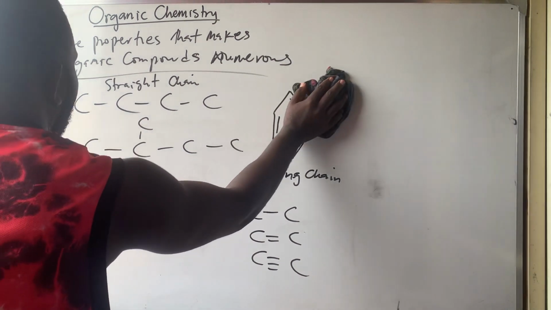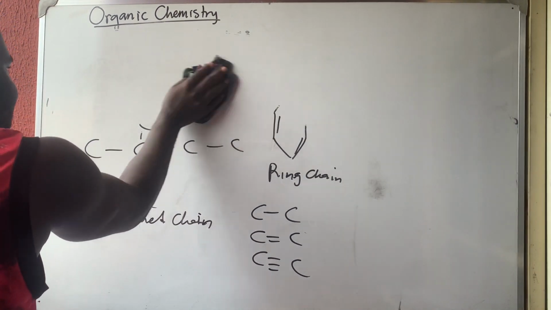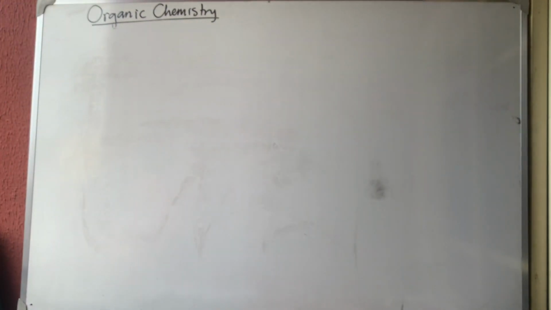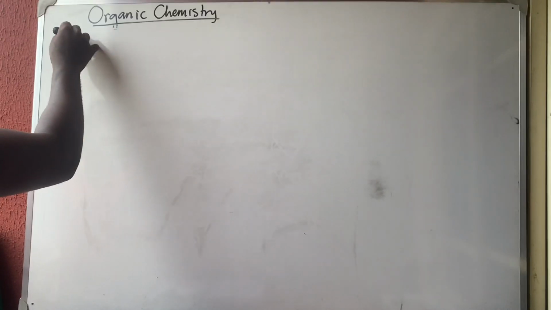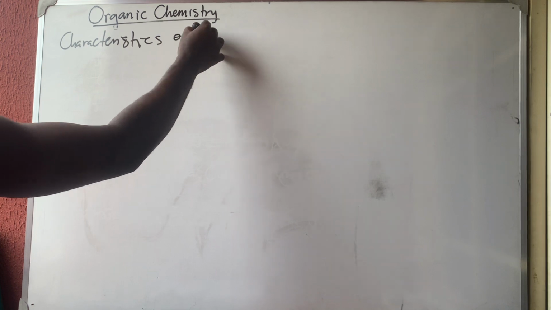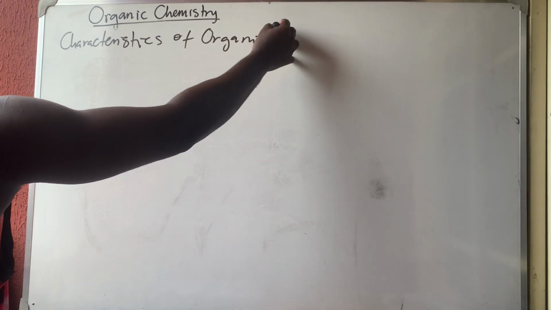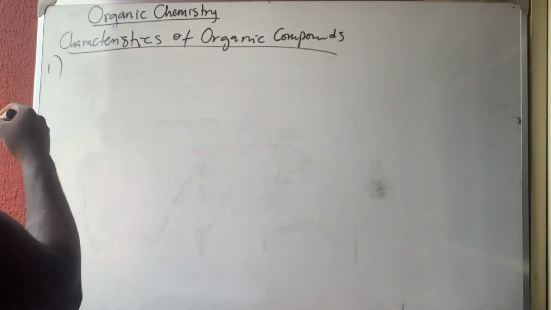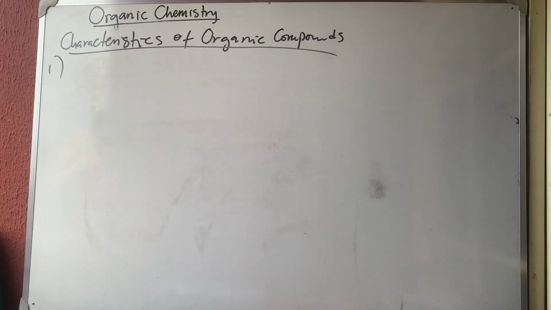Okay, so now let's talk about the properties or the characteristics of organic compounds. Characteristics of organic compounds. Number one says that most organic compounds are inflammable and burn exothermically in an abundant supply of air to yield carbon dioxide and water.